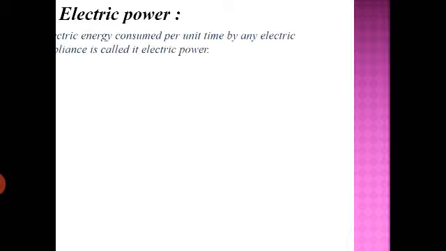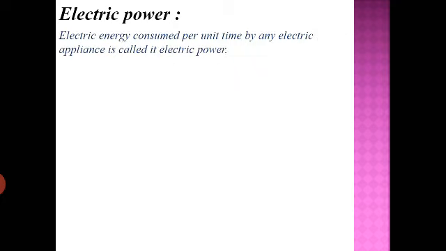Okay, so let's go for the next topic of this chapter, that is called electric power. Very first you can read out: the electric energy consumed per unit time by any electric appliance is called its electric power. The only concept is, for example, take the example of the bulb. When the electric current is flowing through the bulb, the bulb is converting the electric energy into heat and light energy. So overall the electric energy is consumed by the bulb and that is converted into light energy.